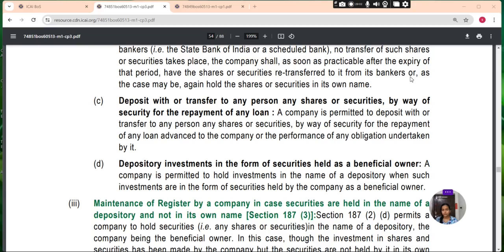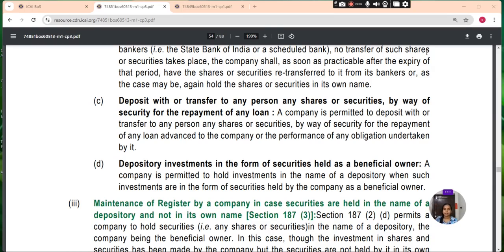Depository: investment in the form of security held as a beneficial owner. A company is permitted to hold investment in the name of a depository. The company is permitted to hold investment in the name of a depository when such investments are in the form of security held by the company as a beneficial owner.